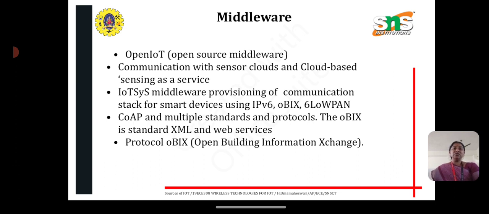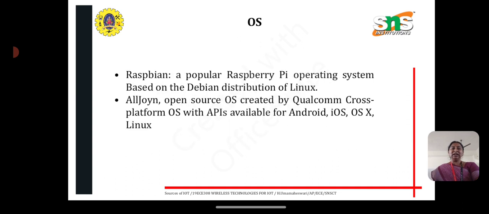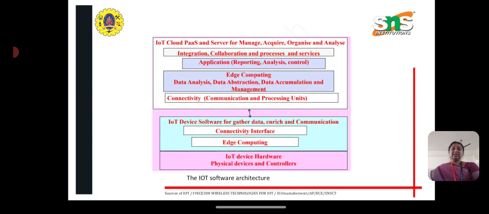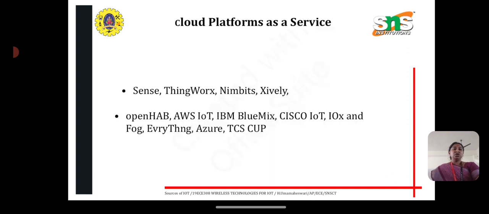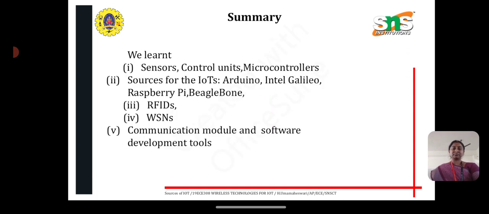Here the protocol which we are using is the Open Building Information Exchange. Then Raspbian is an operating system which is based on the Debian distribution of Linux. This is the IoT software architecture.